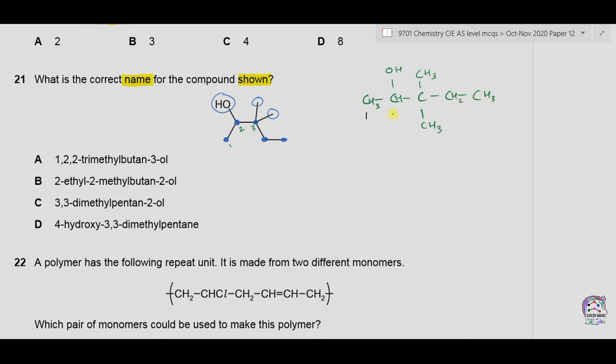The numbering will start from this carbon, as the substituents have less number. On third carbon we have 2 methyl groups. On second carbon we have alcohol, so we can write 3,3-dimethyl. The long chain is of 5 carbons, so for 5 carbon we will write pentane. And on second carbon we have alcohol group, so we will write 2-ol. The correct option is therefore C.